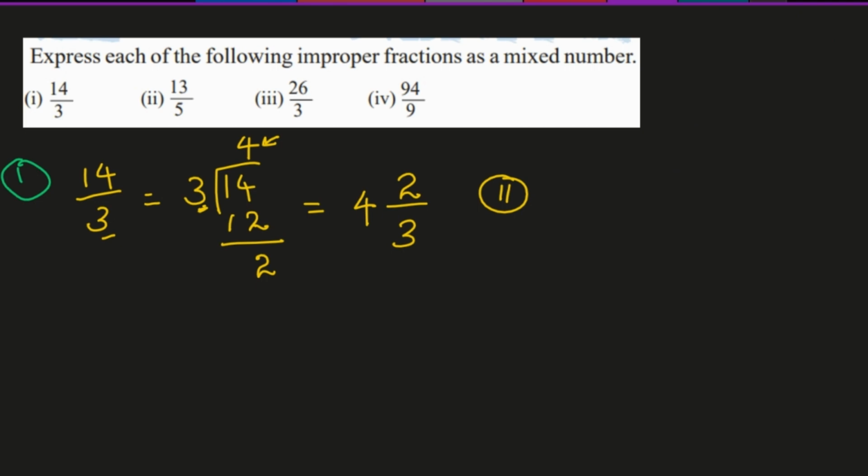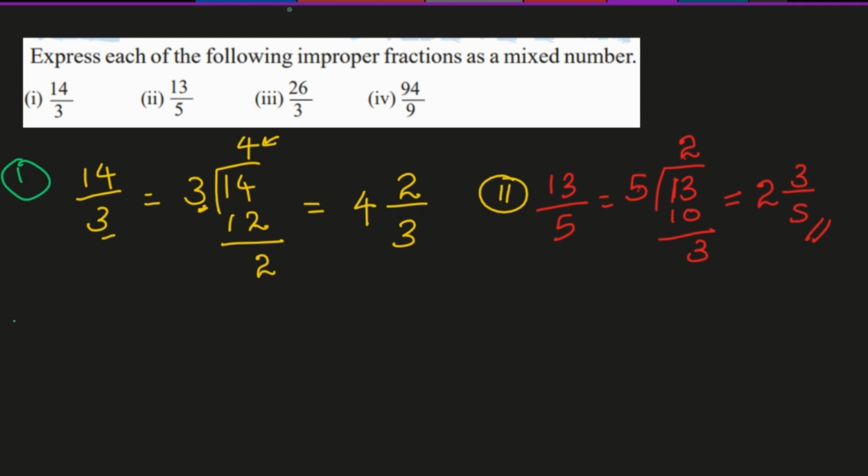The second example, 13 upon 5. What do we do here? 13 divided by 5. How many? In 13, there are 2 sets of 5s, right? Then 5 into 2, it's 10. 13 minus 10, it's 3. So we can write this as 2 and 3 upon 5 as a mixed number.